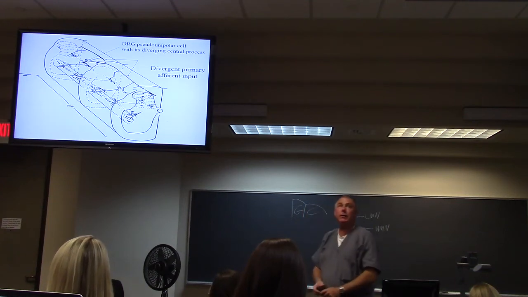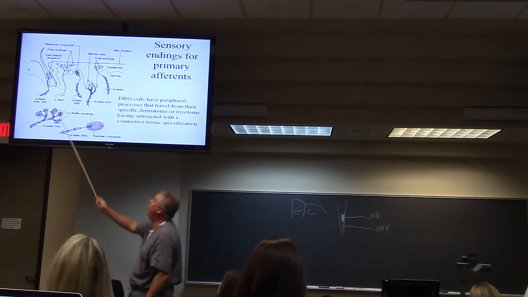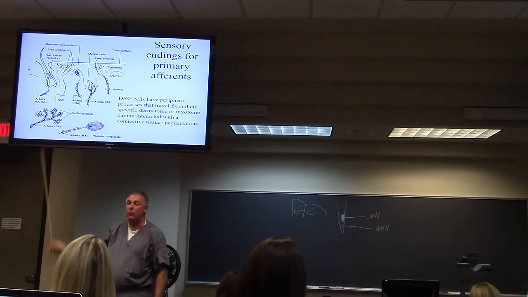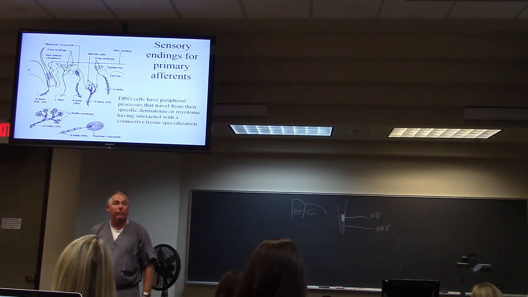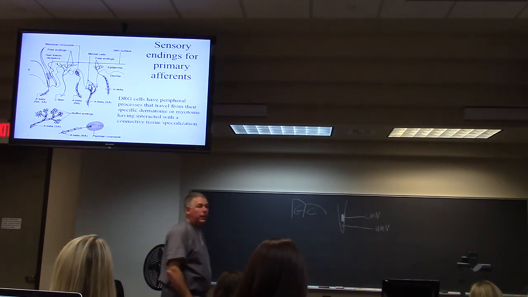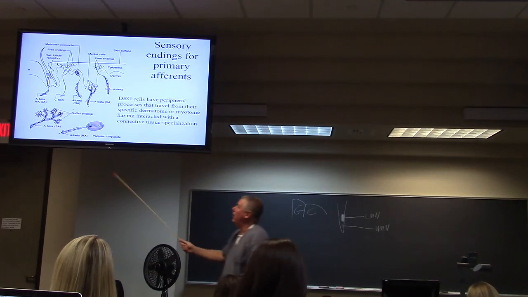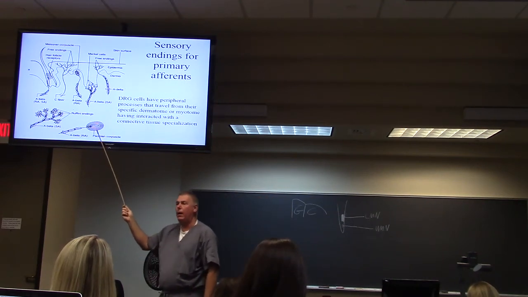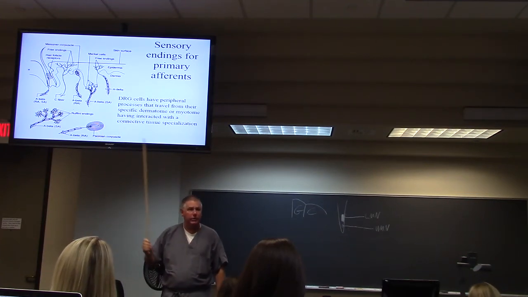The take-home message here, as far as I'm concerned, is that you should know that free nerve endings are associated with C fibers, pain, temperature. All of the others have some type of specialized ending that is able to detect that particular sensation. These things don't generate action potentials. These things do what are called generator potentials.